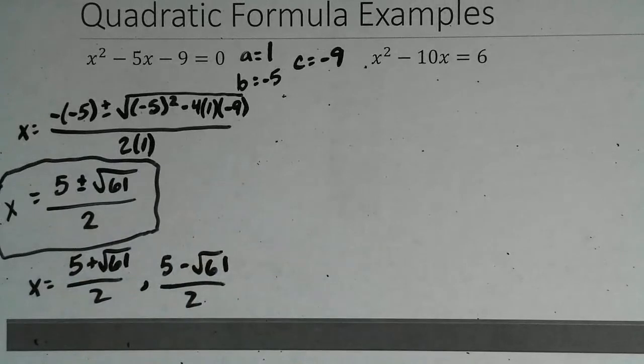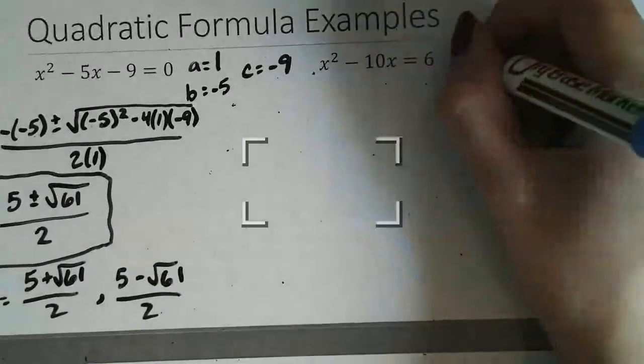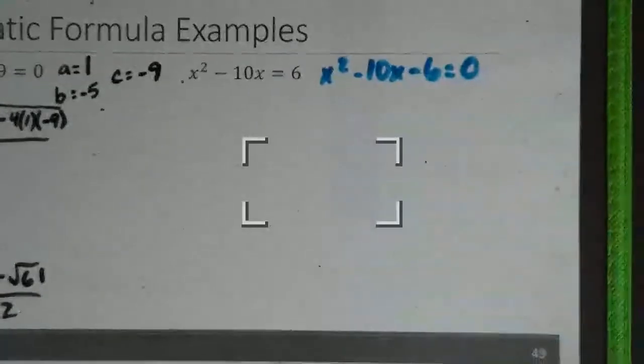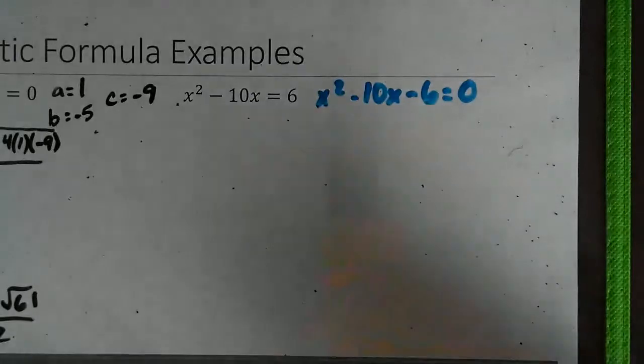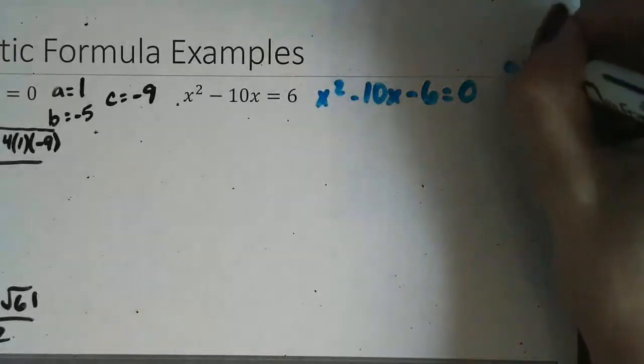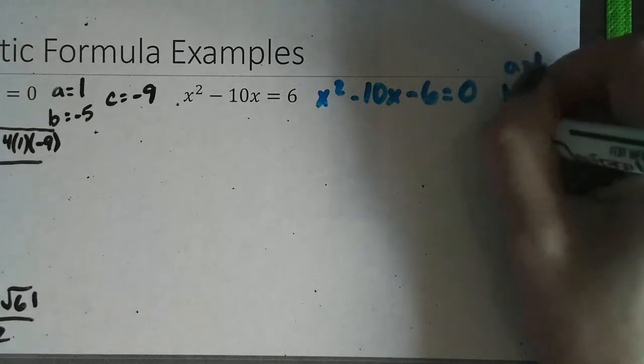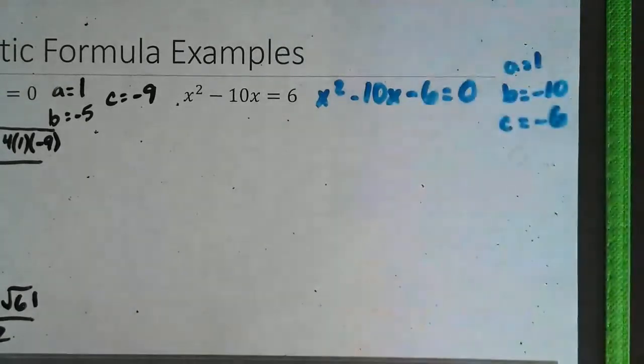Next up, we are looking at x squared minus 10x equals 6. We have to make sure we are set equal to 0 first. So I'm going to subtract over my 6, and I will have x squared minus 10x minus 6 is equal to 0. So that means my a value is 1, my b value is a -10, and my c value is a -6.